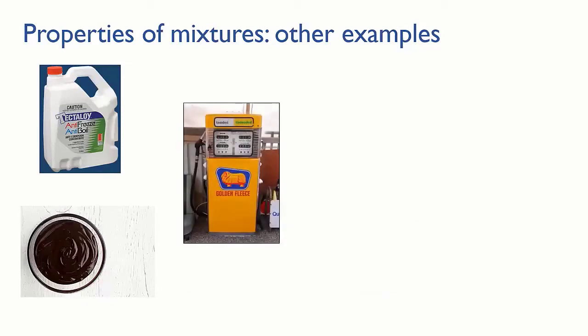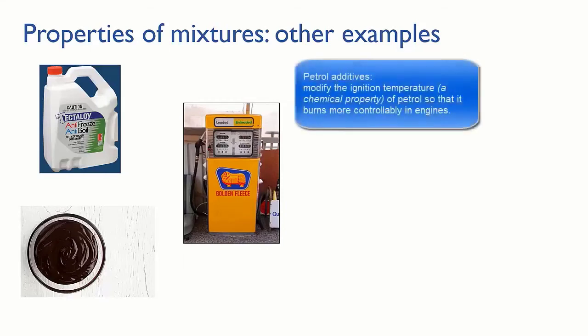We used to add lead in the form of a compound called tetraethyl lead to petrol to change its combustion properties. This is an example of using a mixture to fine-tune chemical rather than physical properties. The additive raises the temperature at which the petrol ignites, preventing the engine from misfiring or running roughly. When leaded petrol was banned, chemists found other, less toxic chemicals that could be mixed with petrol in order to change the properties in a similar way.